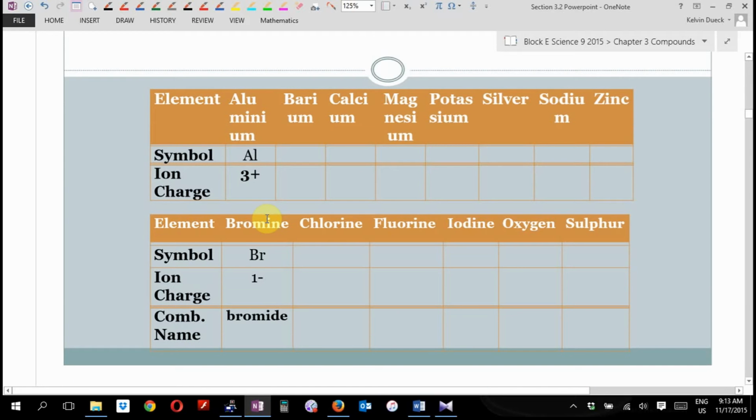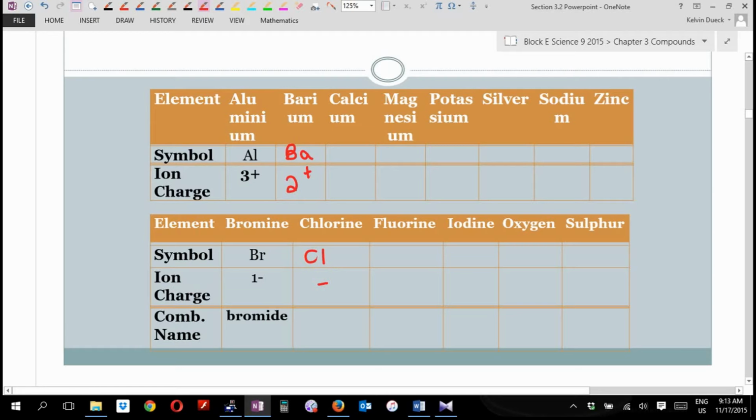So you have a little chart. I'm going to do barium. What's the symbol for barium? Is it Ba? What's its ion charge? Now, that's nothing new. Scooch down to chlorine. What's the symbol for chlorine? Cl. What's its ion charge? Or you put 1- if you want to.